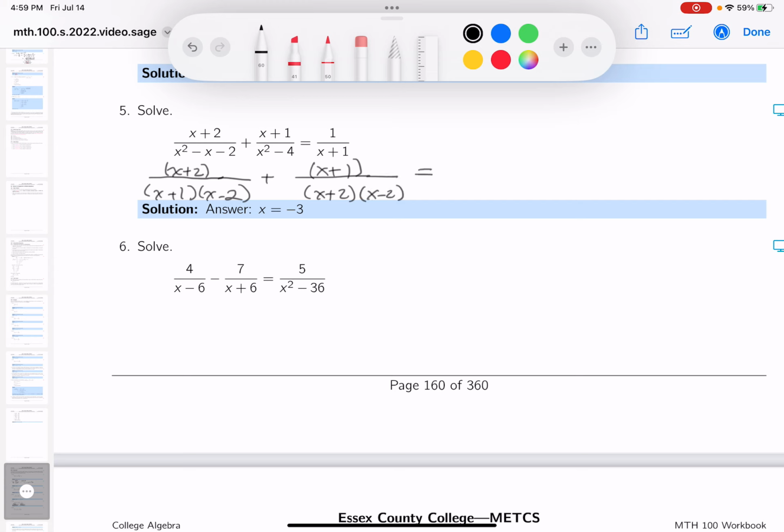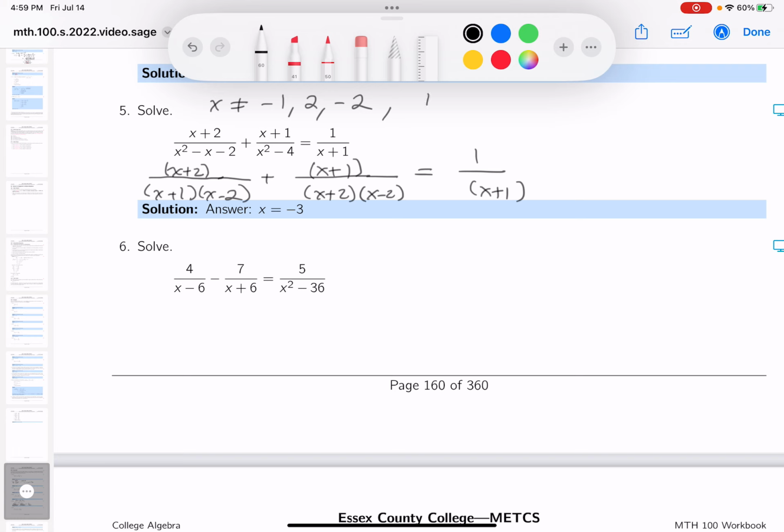Right, what do you get on the right side? You get 1 over x plus 1. Now, I want to write down what x can't be. x cannot be, well, it can't be minus 1. It can't be 2, and it can't be minus 2. You may wonder where that's coming from. The denominators, I know it can't be that. Otherwise the denominators would be 0.